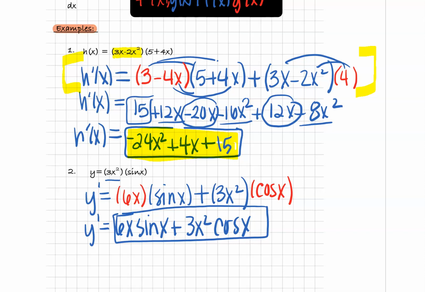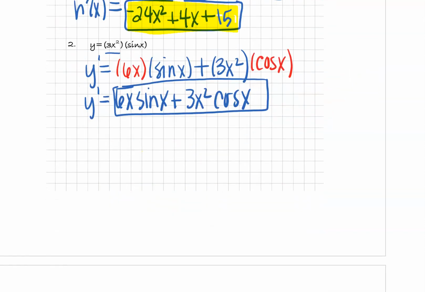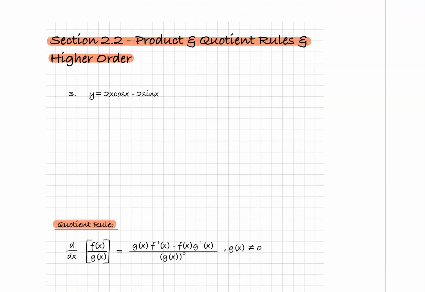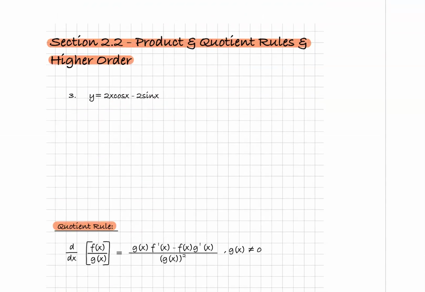Let's do another example. So example number 3, as we scroll down here, it says 2x cosine x minus 2 sine x. So you can see this is going to be a combination of rules. If we look at this first piece here, this is going to involve our product rule because it has two functions going on in this. It has the 2x and then it has the cosine x. Then minus the 2 sine x, we can just treat individually. So be careful with this.